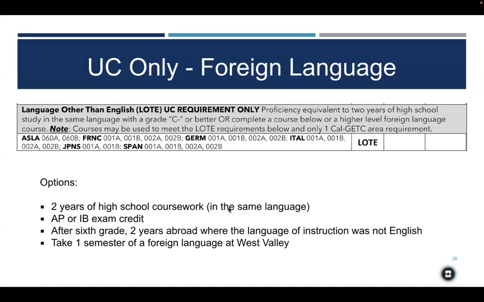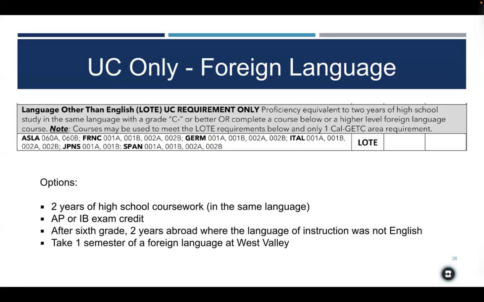So if you took 2 years of Spanish or French or Japanese or German, and got a C or higher throughout that time, that would satisfy it. Maybe you took a Spanish AP, that could satisfy that. You could even satisfy it if you were in school after 6th grade and you studied for 2 years abroad where the language of instruction was not English, that could satisfy it.